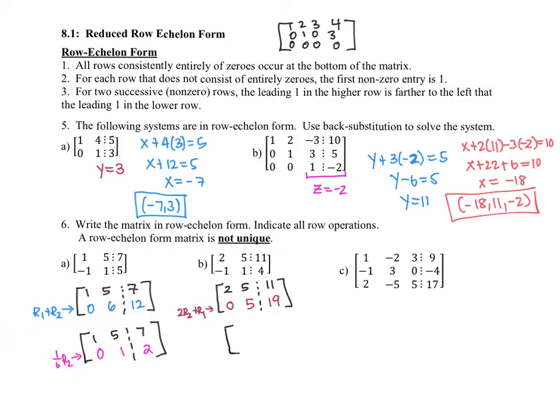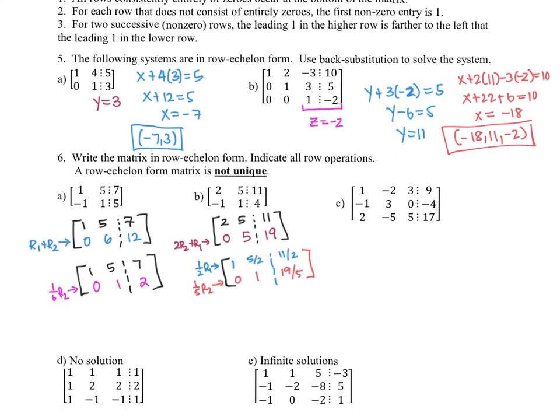Okay, so if I want that 2 to turn into 1, I divide by 2 or I do 1/2. So that's 1, 5 over 2, and 11 over 2. There's nothing wrong with fractions on these. Okay, and then for the second row, I want that 5 to turn into a 1. So I'm going to do 1/5, row 2. 0, 1, 19 divided by 5 is 19 over 5. Okay, this is row echelon form. It doesn't ask me to solve, so I'm done there.